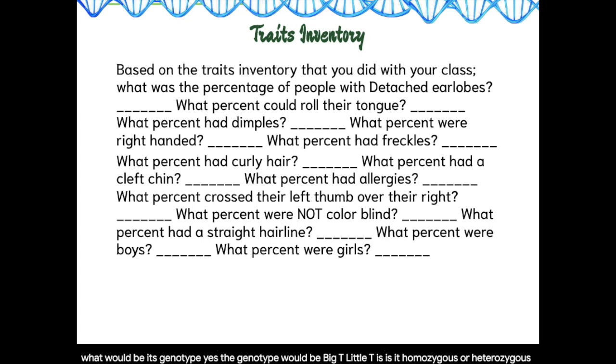Now, based on your traits inventory that you did in class last week, you should be able to answer these questions. So based on that traits inventory, what percentage of people in our class had detached earlobes? To figure that out, you're going to take the number of people who had detached earlobes and divide it by the total number of people in the class. That will give you a number less than 1. You then multiply it by 100 to get a percentage, and that is the percentage you write on the line. So go ahead and do that for each one of the traits that we looked at last week.